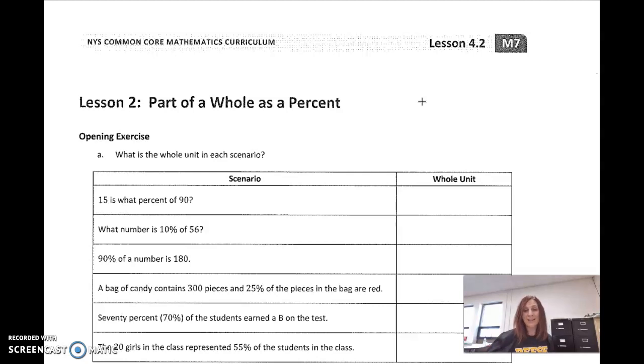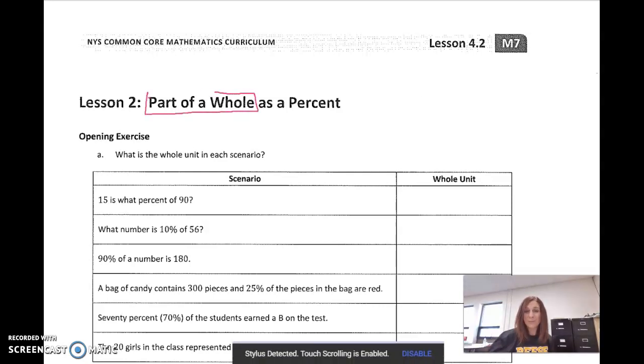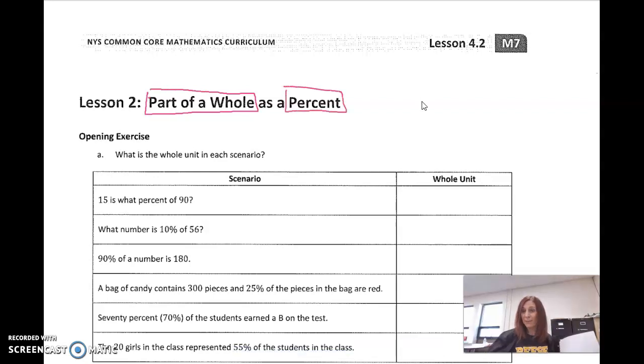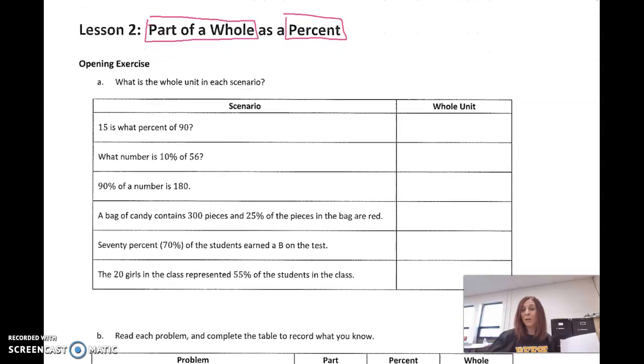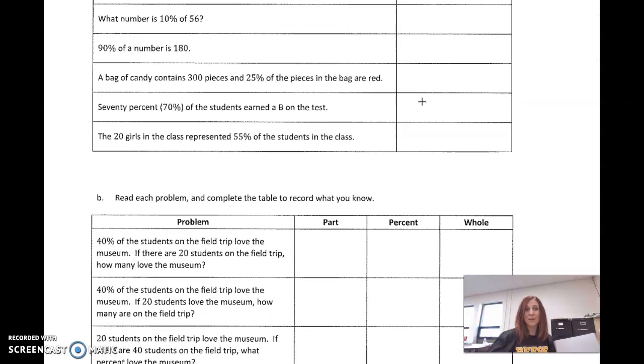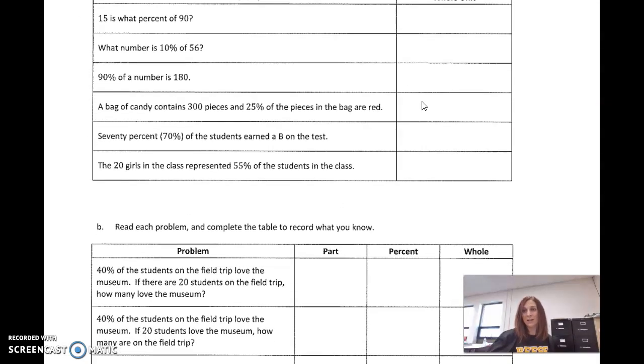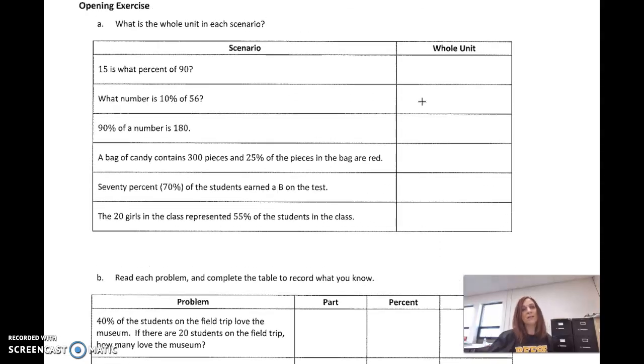We're going to take it to the next step and say it's part of a whole. That whole doesn't need to be 100, but we're going to change it to out of 100 to make it a percent. So first we need to be familiar with what part and whole means. It says, what is the whole unit in each of these scenarios?